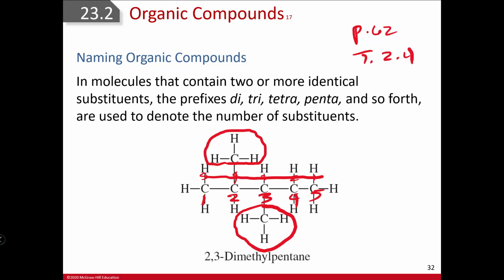I find that's where students first make a mistake here, is they're not getting your lowest numbers, and it's because you got to think about what's coming off of here. So in this case, this methyl group's coming off carbon 2, and this one's coming off carbon 3, and so we say 2, comma 3, and there's your dash again. Di stands for 2, and then the functional groups are both methyl, so that's how we can say that, dimethyl, and the longest chain is pentane. So 2,3-dimethyl pentane.